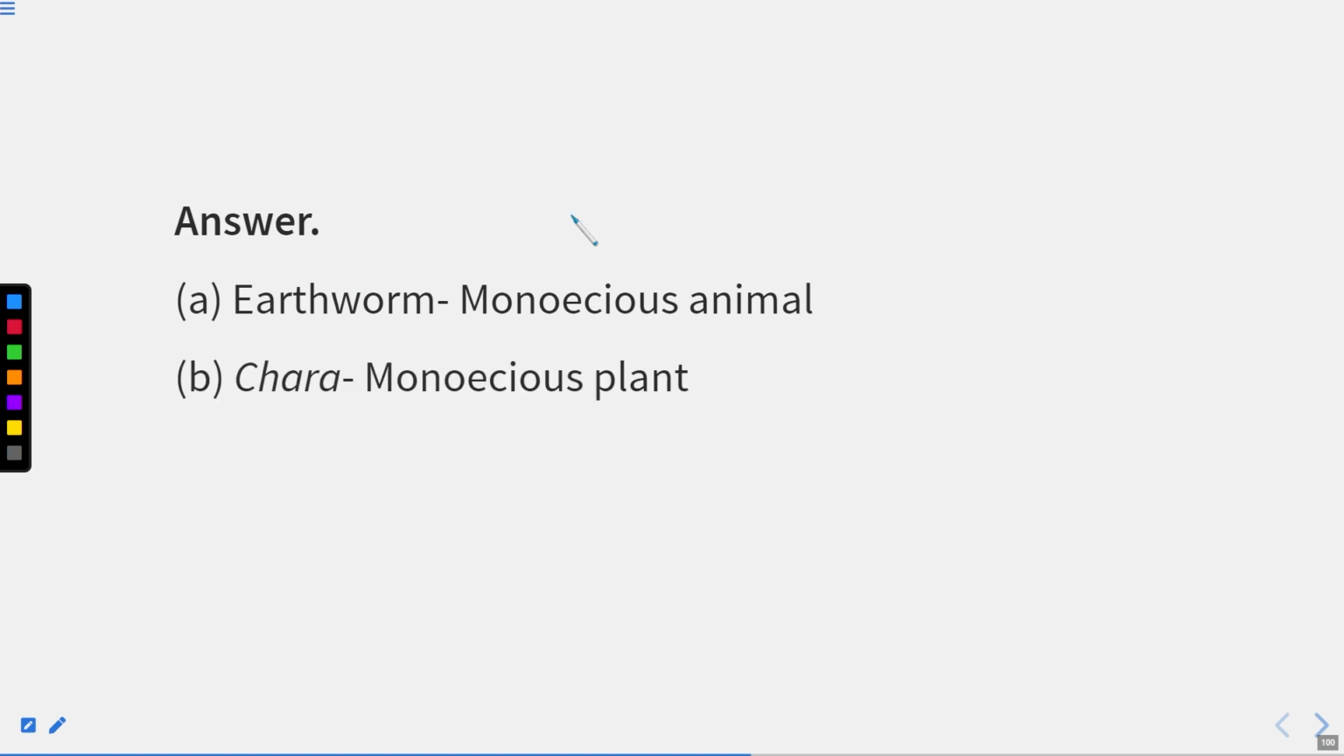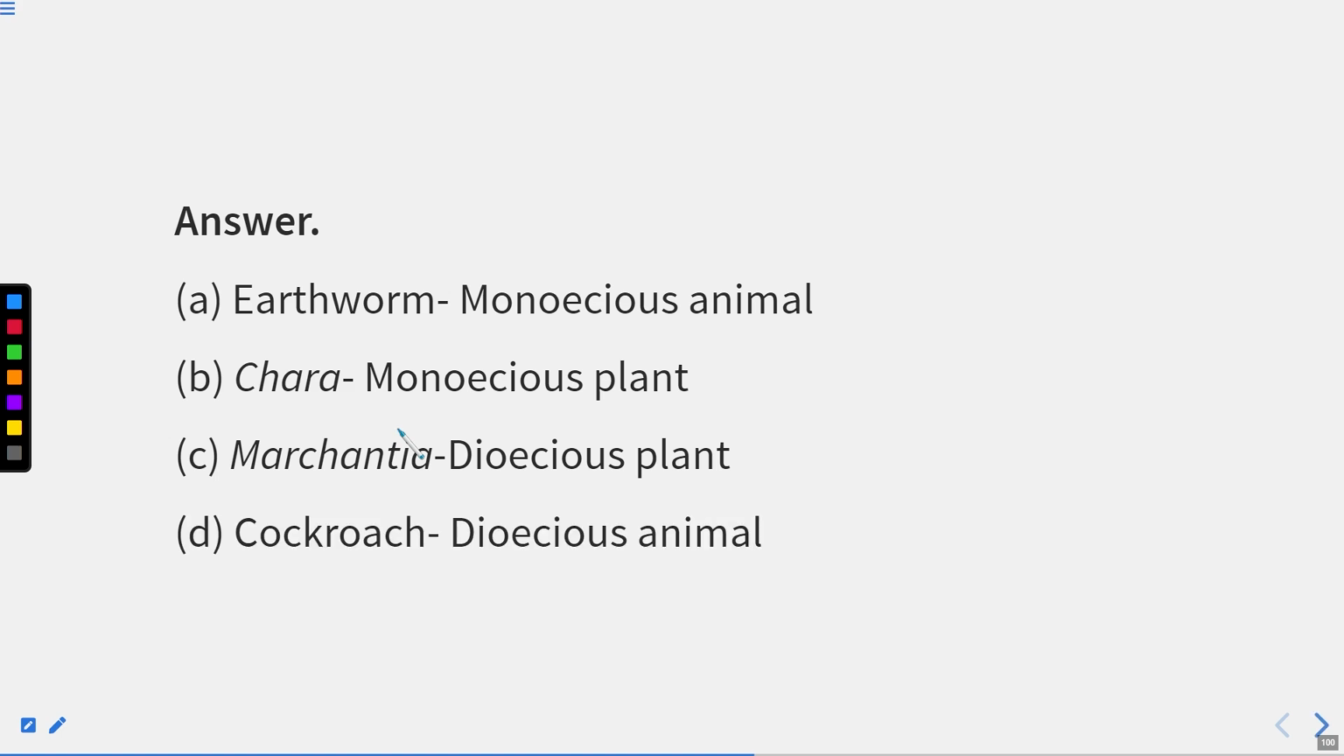Now Chara. Chara is an alga. It is also a monoecious plant. Marchantia. Marchantia is a dioecious plant. It means the male and the female sex organs are present on different plants. So there will be male Marchantia and female Marchantia. Cockroach. The scientific name is Periplaneta americana. It is also a dioecious animal. So you can see either there is a male cockroach or there will be a female cockroach. So they are also dioecious animals, or you can say they are unisexual. Hermaphrodite, or you can say bisexual.